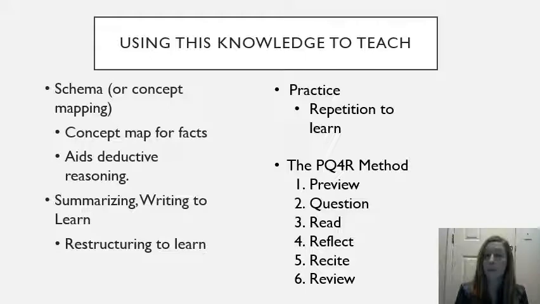This is a form of practice. Practice is a form of rehearsal. By repetition, you will convert the information to your long-term memory. Summarizing and writing to learn is basically taking the information that you already know and reconstructing it, which means you have to think about it, which is another form of rehearsal, which will also convert it to long-term memory.